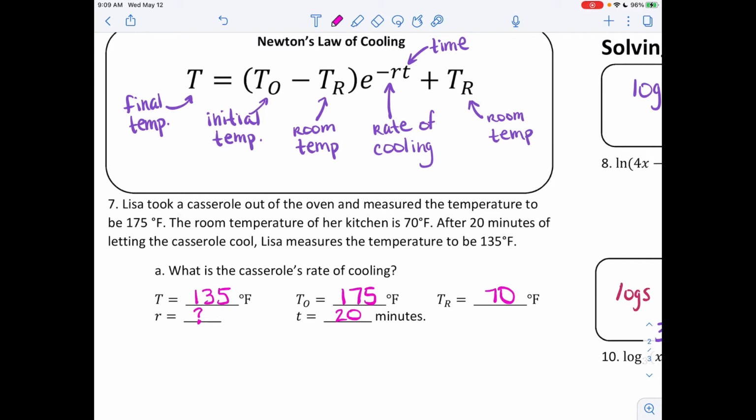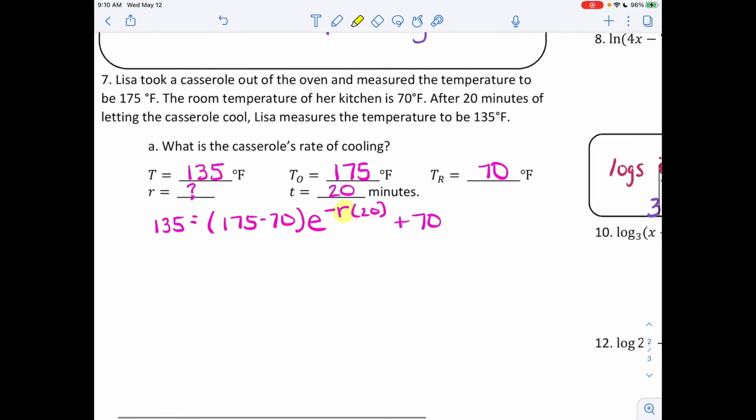Final temperature, T, 135, is equal to 175 minus 70. Remember, that's T naught minus TR. E is a constant. Negative R is part of the exponent, but then we also are multiplying that by our time of 20 minutes. And then finally, we tack on our room temperature to the end, plus 70. All right, our goal is to solve for R. So we need to get that by itself.